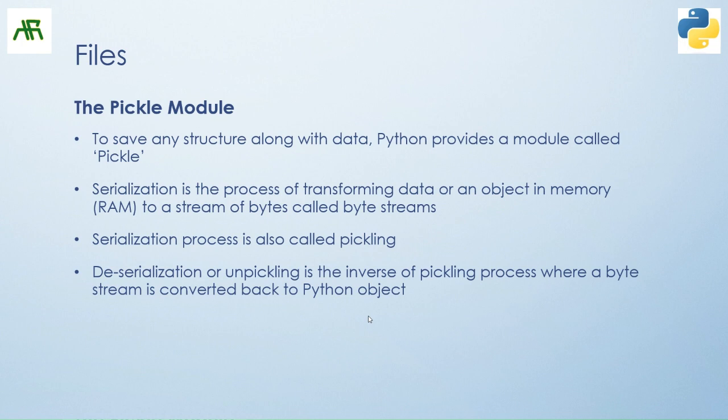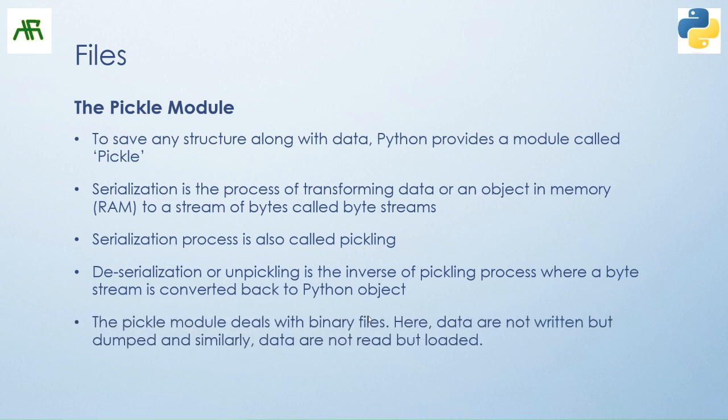Deserialization or unpickling is the inverse of the pickling process, where a byte stream is converted back to a Python object. We had an object and made it a byte stream, a sequence of bytes, and now I'm inverting that stream of bytes into a Python object which I can use anywhere in the program.